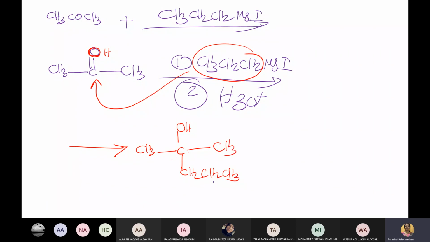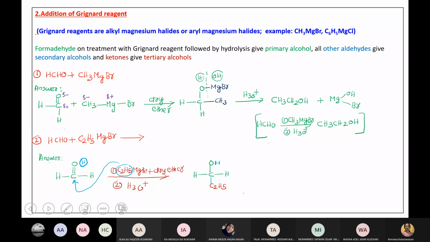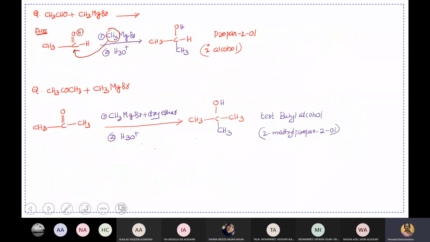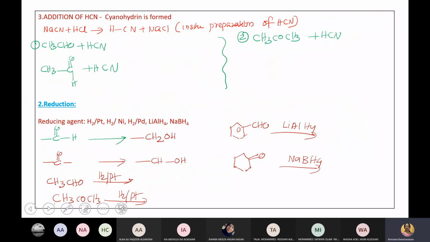Look, alpha carbon is attached to how many groups? One here, one here, one here. So this is a tertiary alcohol. So if the product is a tertiary alcohol, the original one is a ketone. If it is a secondary alcohol, the original one is an aldehyde other than formaldehyde. Okay. I just wrote these things quickly, so I will make a copy.